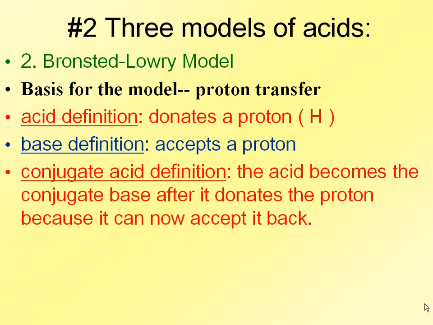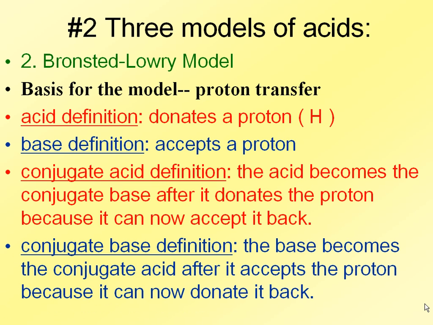Conjugate acid definition: the acid becomes the conjugate base after it donates the proton because it can now accept that ion back. Conjugate base definition: the base becomes the conjugate acid after it accepts the proton because it can now donate the H plus ion back.